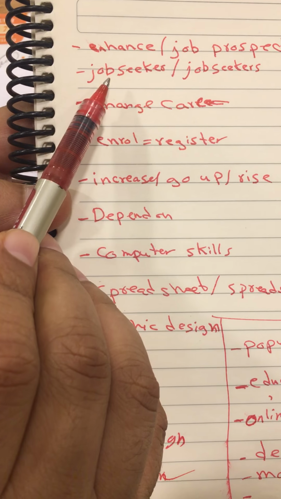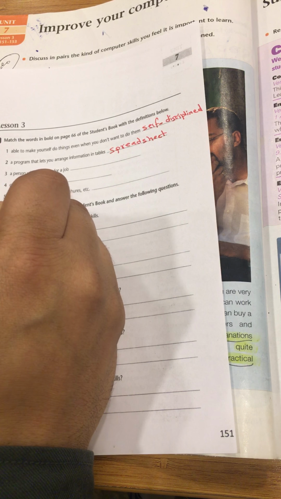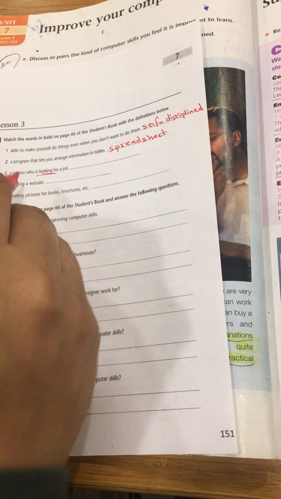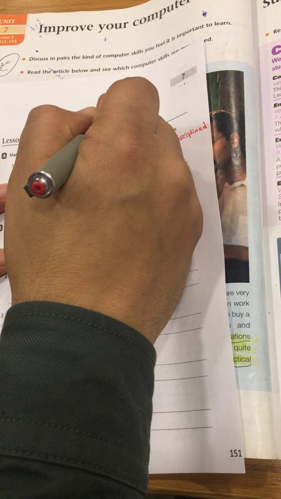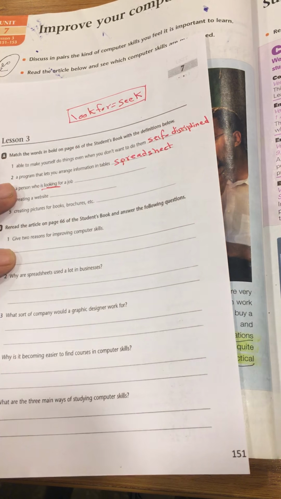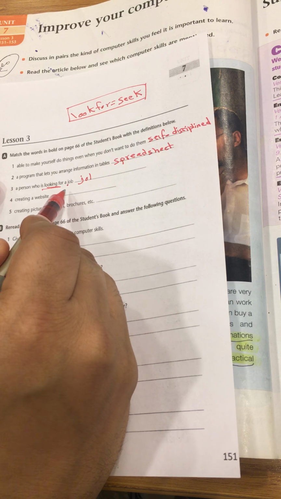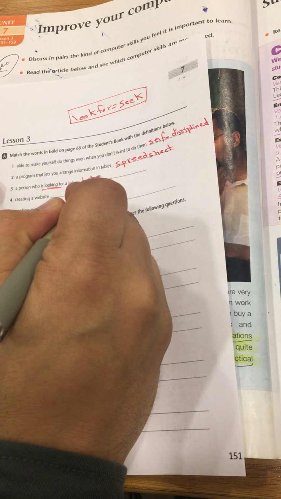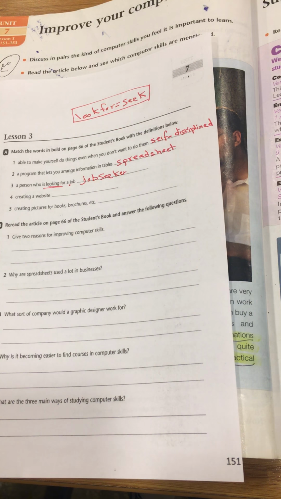Do you see a person who's looking for a job? A person who's looking for a job is a job seeker. Do you see seek, the word seek here? Or look for, the same as seek. So look for equals seek. Since we have job, it's going to be a job. Job seeker. Okay, it means somebody who's looking for work or looking for a job.